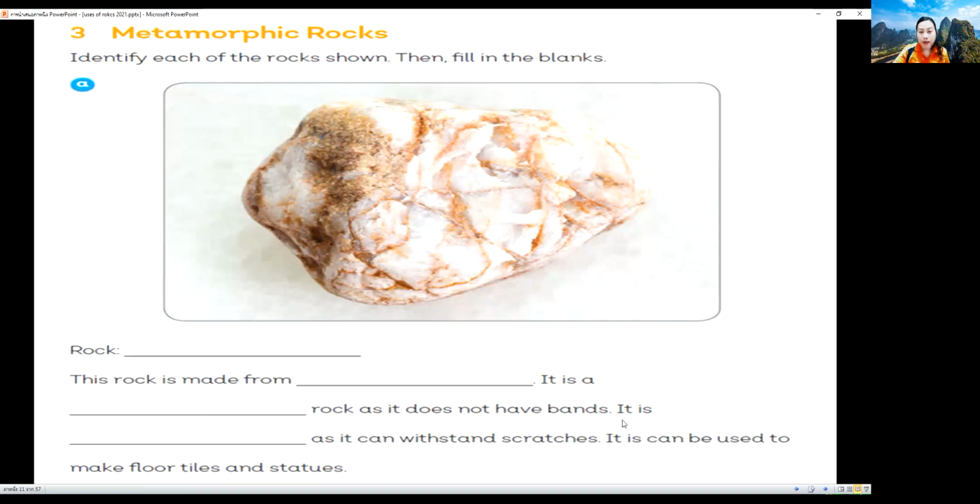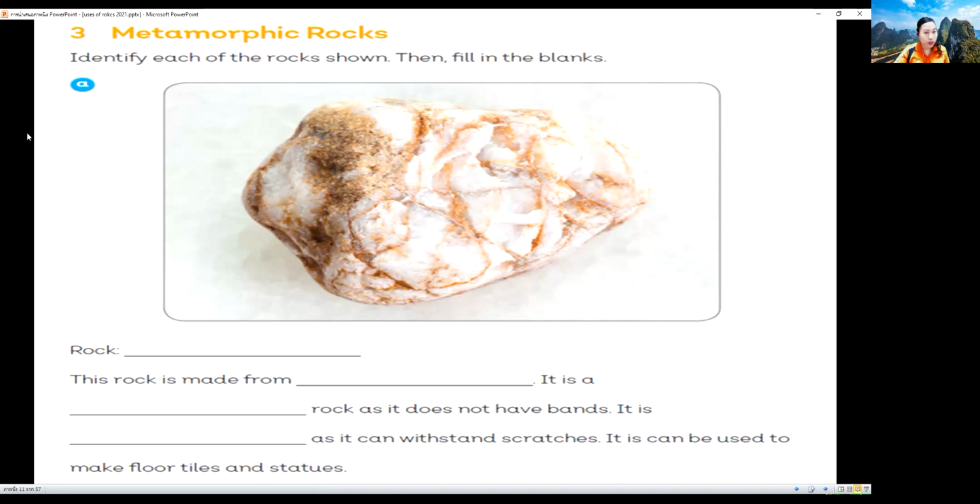And then, it is hard as it can withstand scratches. It can be used to make floor tiles and statues. Okay? What do you think rock is that? It can make floor tiles and statues.